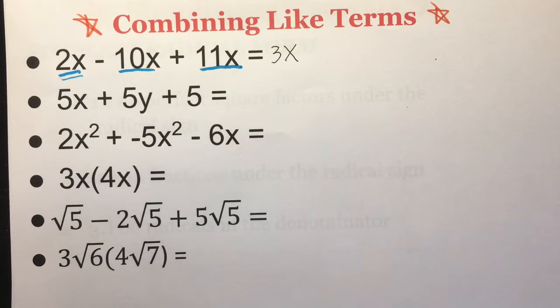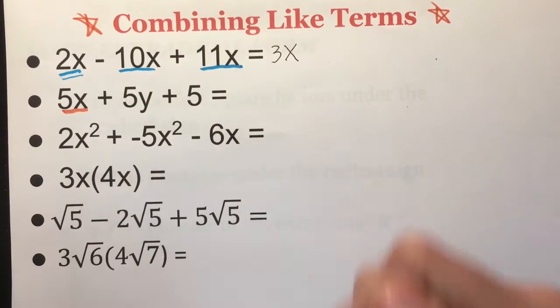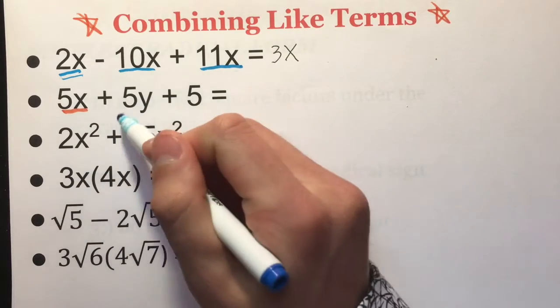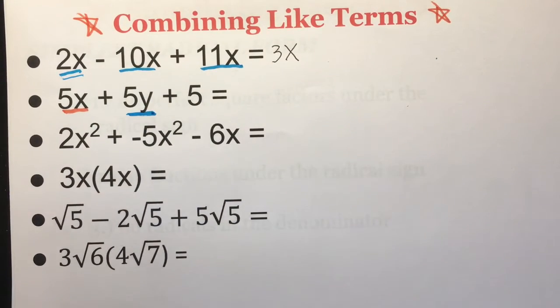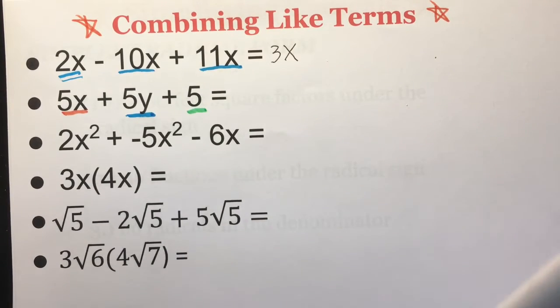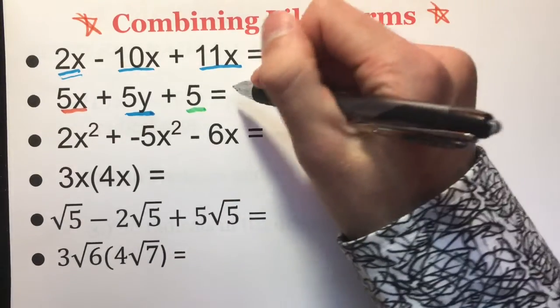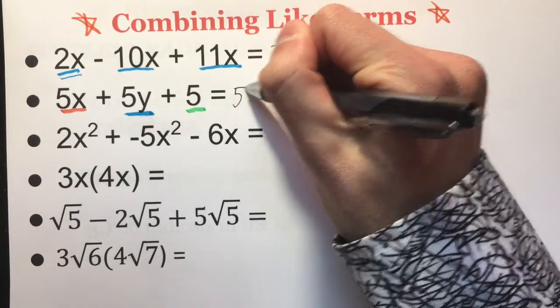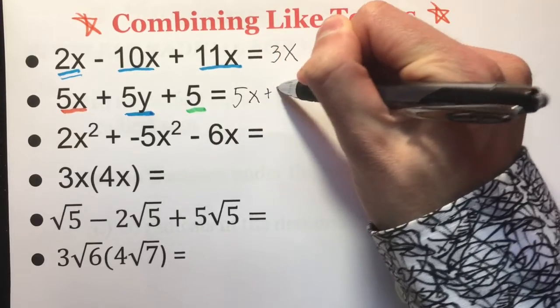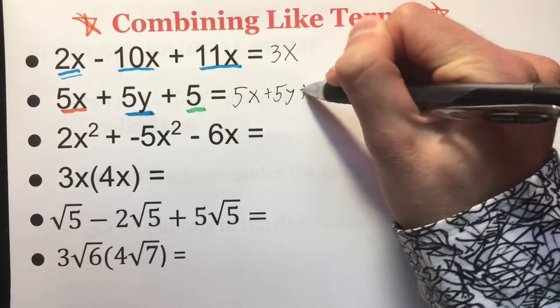Now let's see, we have 5x plus 5y, so those are not like terms, plus 5, which is just an integer. So because those are not like terms, none of those are, we can't simplify that any further. So that's just going to be 5x plus 5y plus 5.